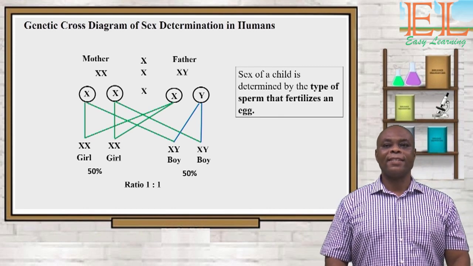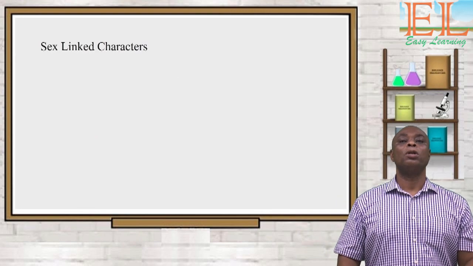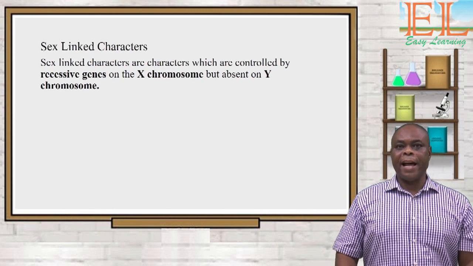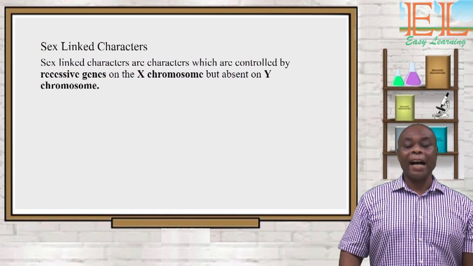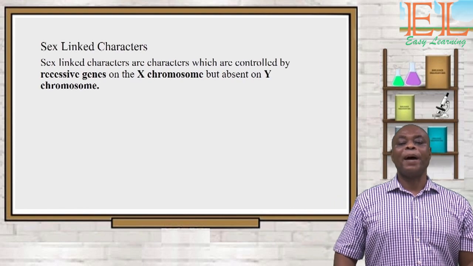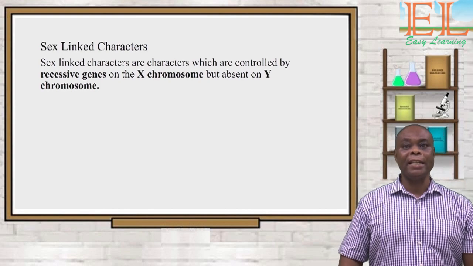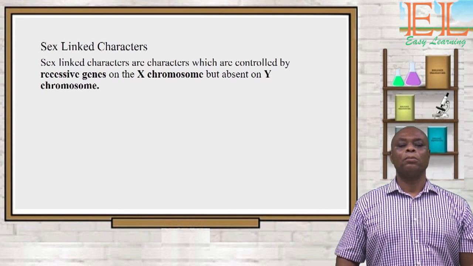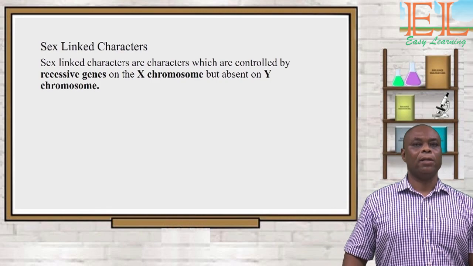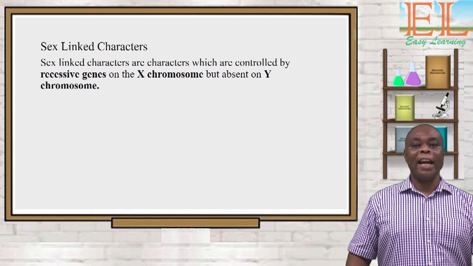Now let's look at sex-linked characters, which are characters that are linked to some of the sex chromosomes. Let's define the term sex-linked character. This is a character that is controlled by a recessive gene. That means a gene that does not occur frequently in population. This gene is found on the X chromosome, but not on the Y. So it is absent on the Y. It is only found on the X.